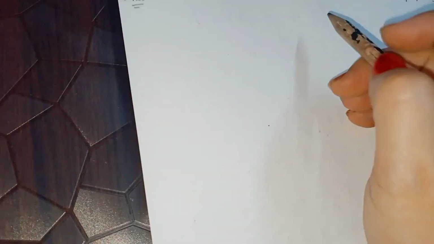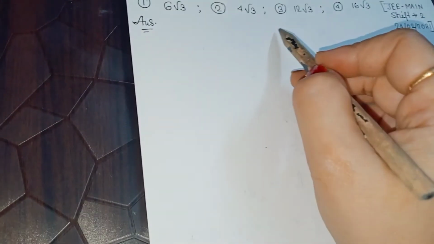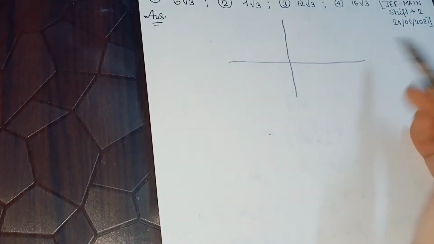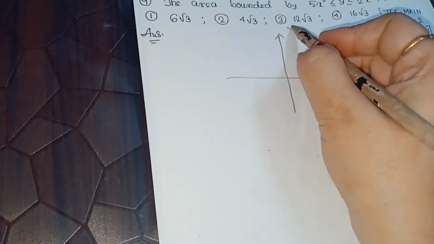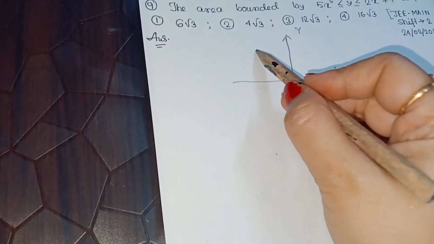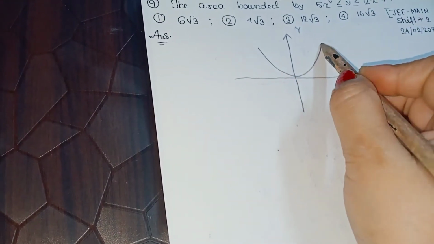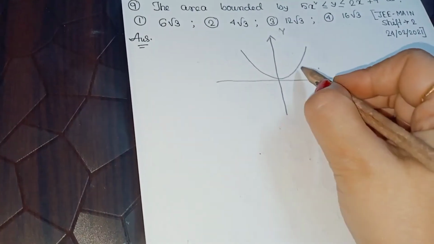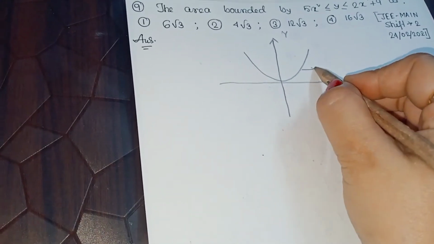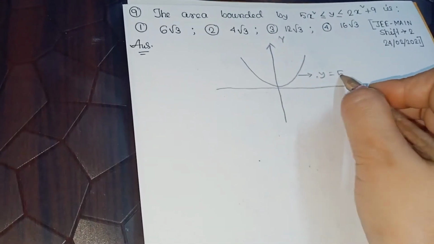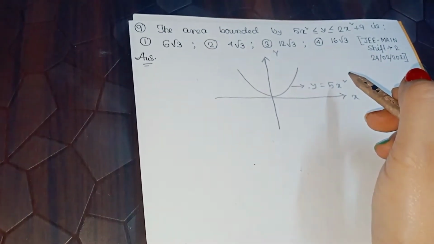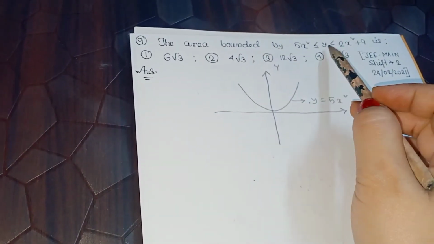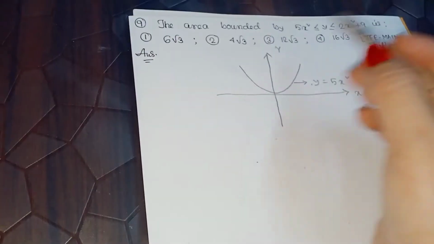So at first let's draw the curve. This is the two axes here, x and y axis. So it is x and it is the y axis, and here is the first parabola, which is y is equal to, sorry, minus 5x square. This is the parabola y is equal to minus 5x square. Now another parabola is given here, that is y is equal to 2x square plus 9.